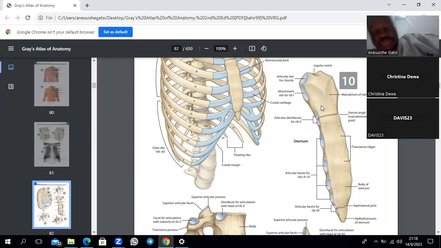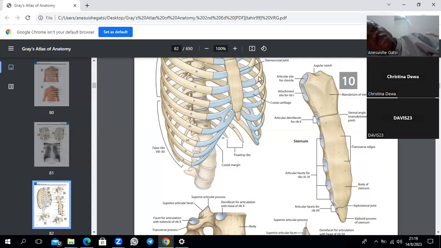Right. So that's the body. Then this is the xiphoid process. It's not constant in terms of size and shape. Sometimes it appears bifid, divided into two.